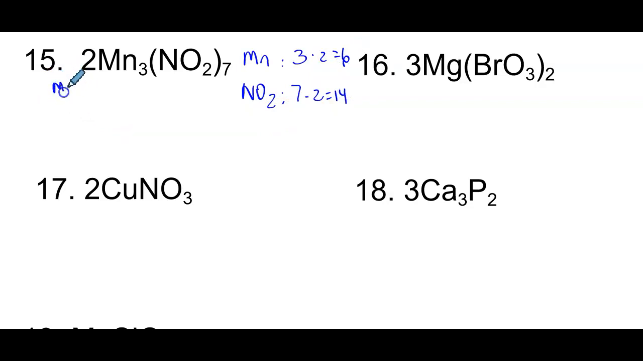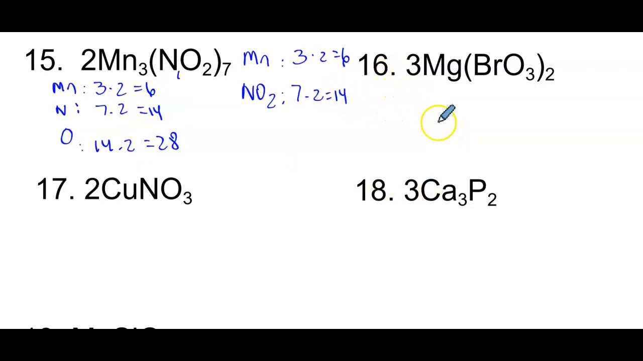Now, if I break it down into individual atoms, this compound has manganese, nitrogen, and oxygen. And I'm going to start with the base of what I see without the coefficient, the number in front. So this is going to be 1, 7, and 14. There's a 1 here, remember, and 3 because of the 3, 7 gets distributed through, and then 14. So that would be the pieces without multiplying by the coefficient in front. Now I'm going to multiply by the coefficient in front. We get 6, we get 14, and we get 28.